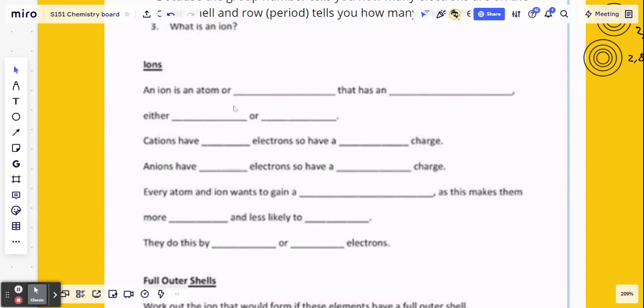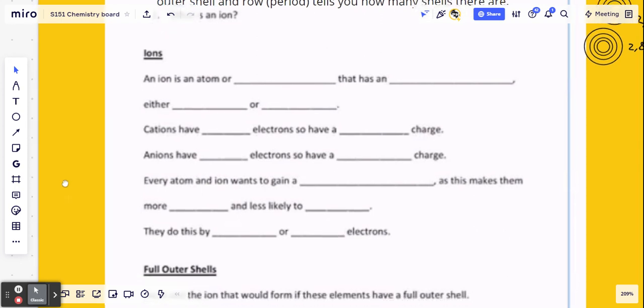Okay, so let's have a look. An ion is an atom or... I didn't explain this bit, sorry. It's a molecule that has an... I don't know. I'm guessing it might mean excess. Either has an excess of protons or electrons, or maybe I'd say has a charge, either positive or negative. So I don't think that's a very good one. An ion is an atom or molecule that has a charge, either positive or negative.